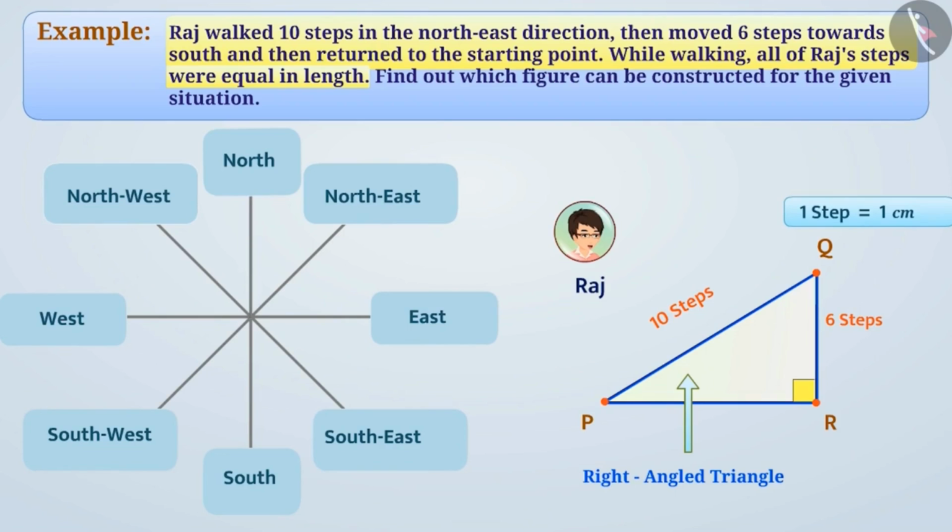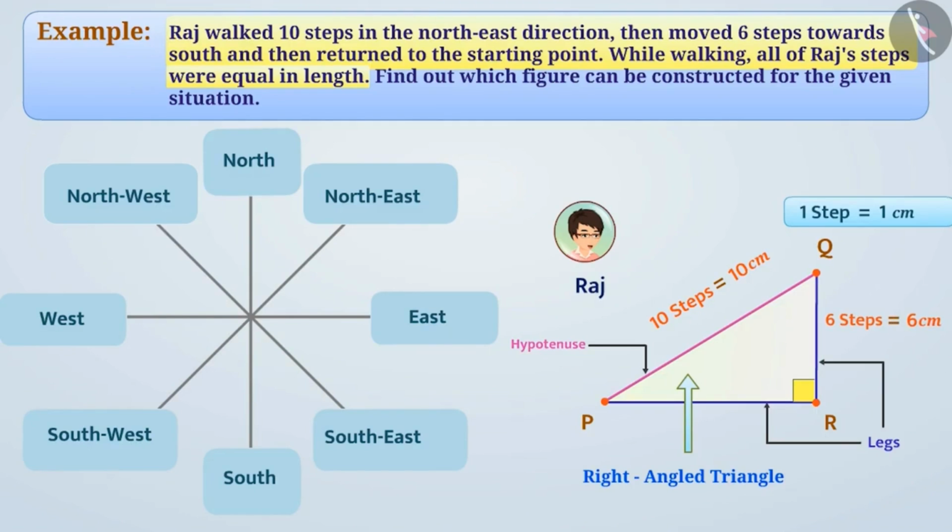Since triangle PQR is a right-angled triangle in which angle R is a right angle, we can say that in triangle PQR, the side PQ is the hypotenuse and the sides QR and PR are the legs. If we use the given measurements, we can say that hypotenuse PQ is equal to 10 steps, which is equal to 10 centimeters, and the side QR is equal to 6 steps, which is equal to 6 centimeters.